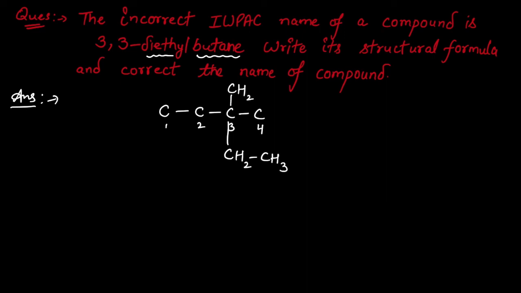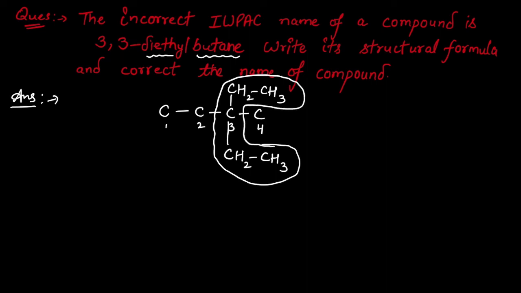So according to the given question, we have 3,3-diethyl butane. I am plotting this molecule, but the question says that is an incorrect IUPAC name. Now what will be the correct IUPAC name? I have selected this as the main carbon chain, that is the longest continuous carbon chain, and this chain is having 5 carbon atoms. So the substituents are ethyl and methyl.